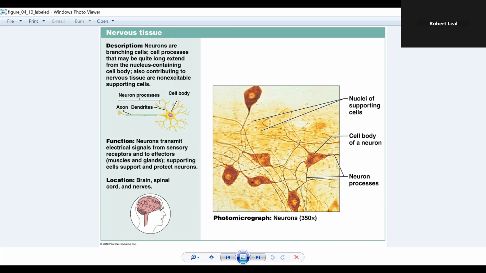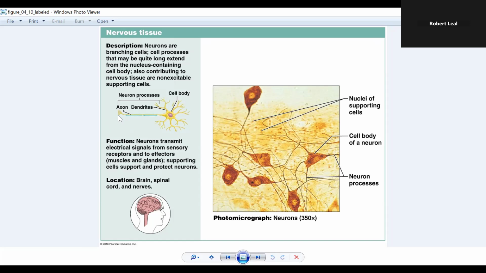Typically, let's look at the drawing first. Typically, here's the cell body of a neuron. These little branches are called dendrites, where other neurons can communicate to this neuron by releasing chemicals called neurotransmitters. And then this neuron, as well as others, has a tail called an axon. And at the end of the axon, they may release neurotransmitters themselves to communicate to targets.